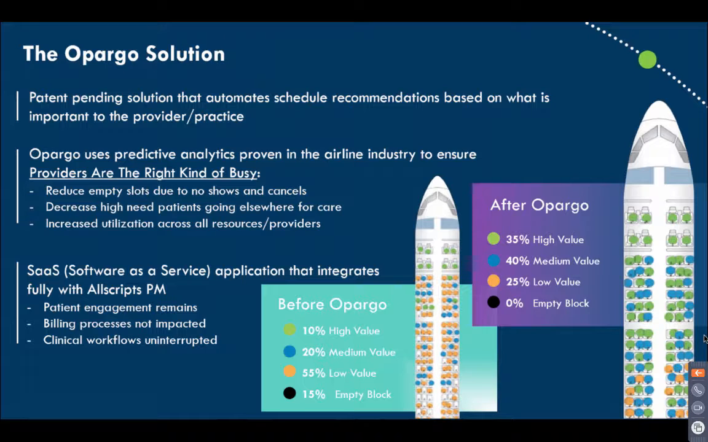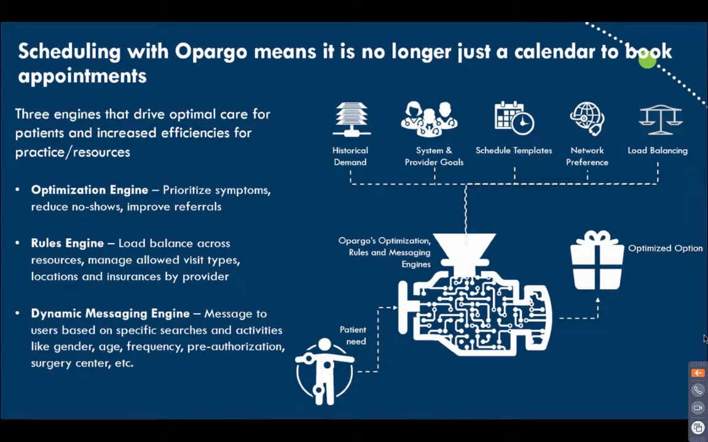Opargo is a SaaS-based solution that has a real-time integration with Allscripts, so all the appointments that are scheduled in Opargo end up in Allscripts looking just like you scheduled them there to begin with. Opargo has three engines that do all the heavy lifting.